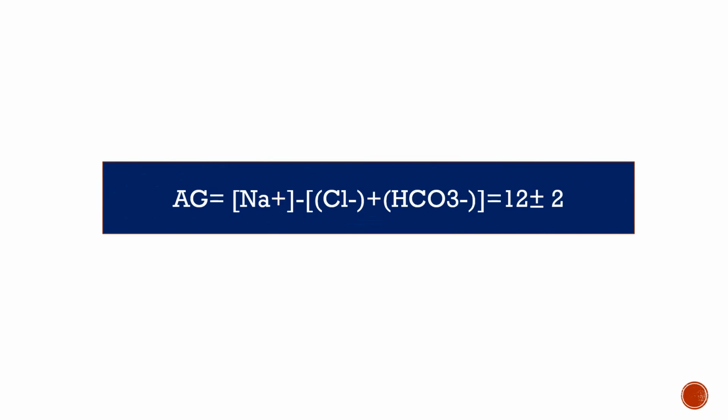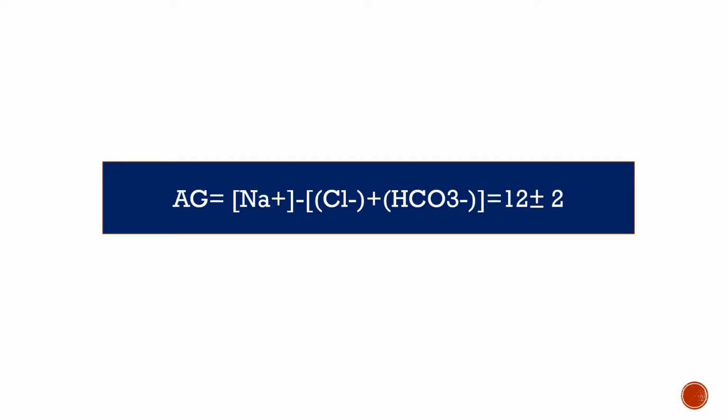Let's start with metabolic acidosis, as we will concentrate on only metabolic acidosis and alkalosis, because the respiratory disorders will be studied in the section of chest diseases. Okay. If you diagnose a case of metabolic acidosis, the second step is to calculate the anion gap. The anion gap equals sodium minus the sum of chloride and bicarbonate.